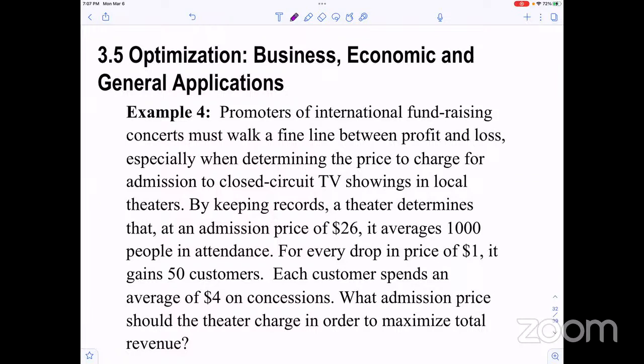Let me think about it. I think it's just the number of people, that 1,000 plus 50x. I think it's just times 4, right? Let's look at our prepared notes. We're going to use that.